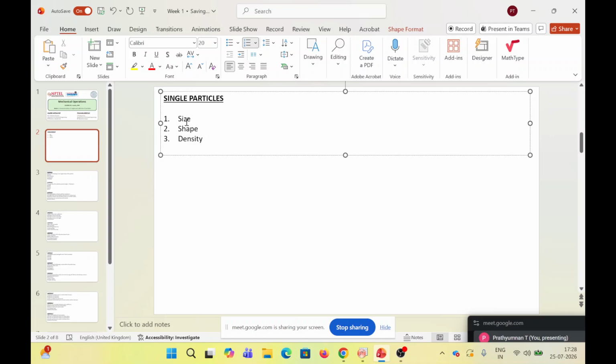Because these solids need to be processed and they come in varieties of shape, for their processing we need to be aware of the shape, their nature and their behavior. So typically speaking, we need to be aware of the size, shape and density of the particles. First, let us talk about the size of the particle.